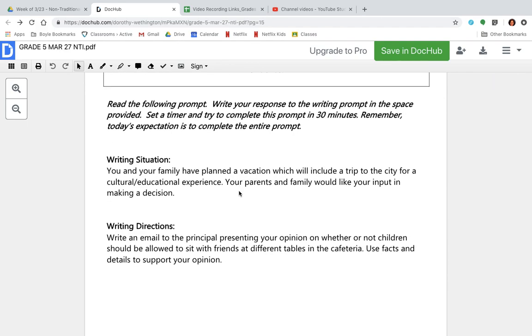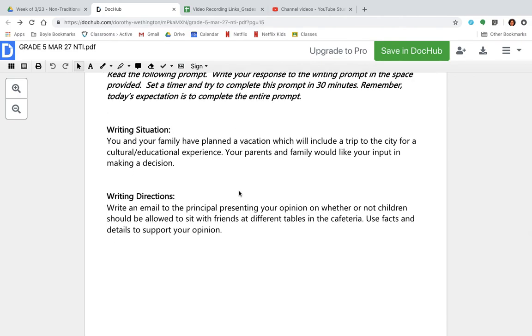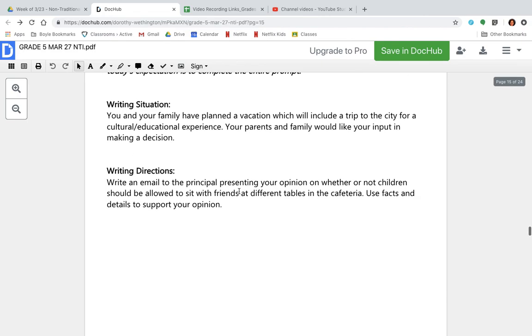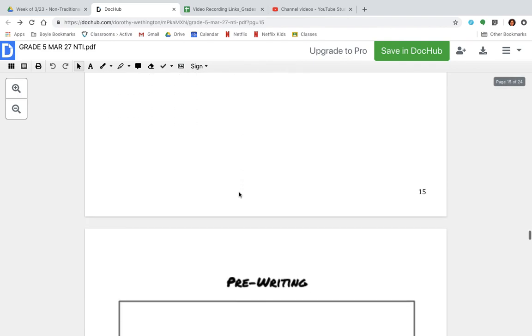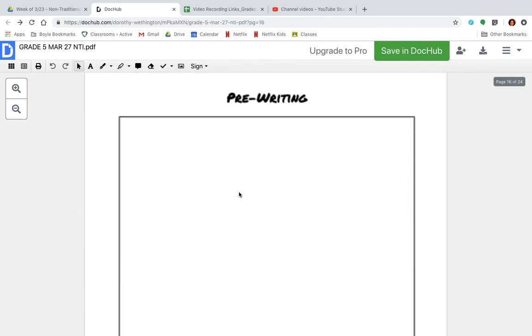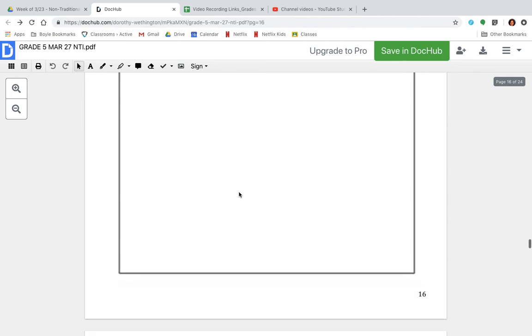Writing situation. You and your family have planned a vacation, which will include a trip to the city for a cultural educational experience. Your parents and family would like your input in making a decision. Writing directions. Write an email to the principal presenting your opinion on whether or not children should be allowed to sit with friends at different tables in the cafeteria. Use facts and details to support your opinion. This is your pre-writing workspace.